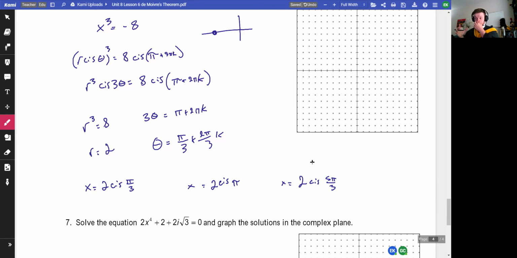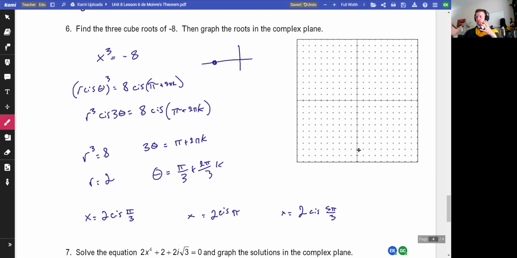Or these 3 numbers? What do you think? What do you wonder? What do you notice about these 3 numbers? Well, one of them is on the real axis. And it's 2, right? I'm going to go ahead and make my scale a little bit different. That's this one. And then pi over 3 is in the first quadrant, and then the 5 pi over 3 is in the fourth quadrant.